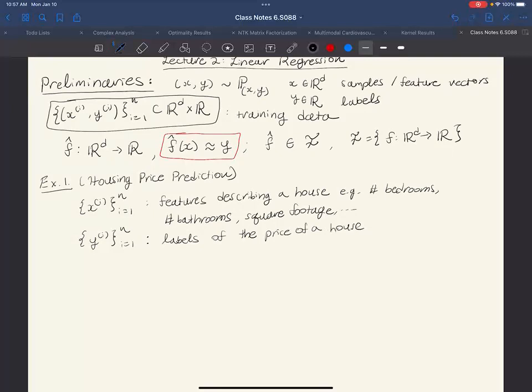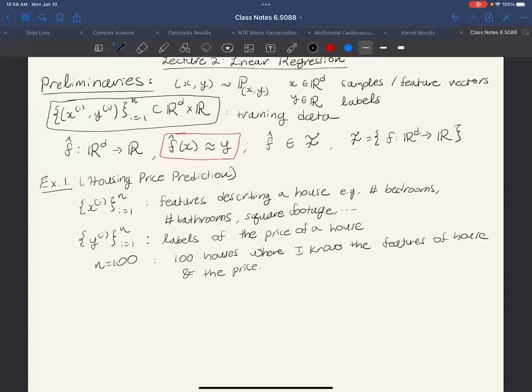Okay. And the goal here is, given some n training samples, so let's say n is 100. So this would mean I have 100 houses where I know the features of the house and the price. Given this data, your goal is to build a model so that when I have a new house, maybe the 101st house, I want to be able to predict the price of that house just from the features alone. That would be the goal here.